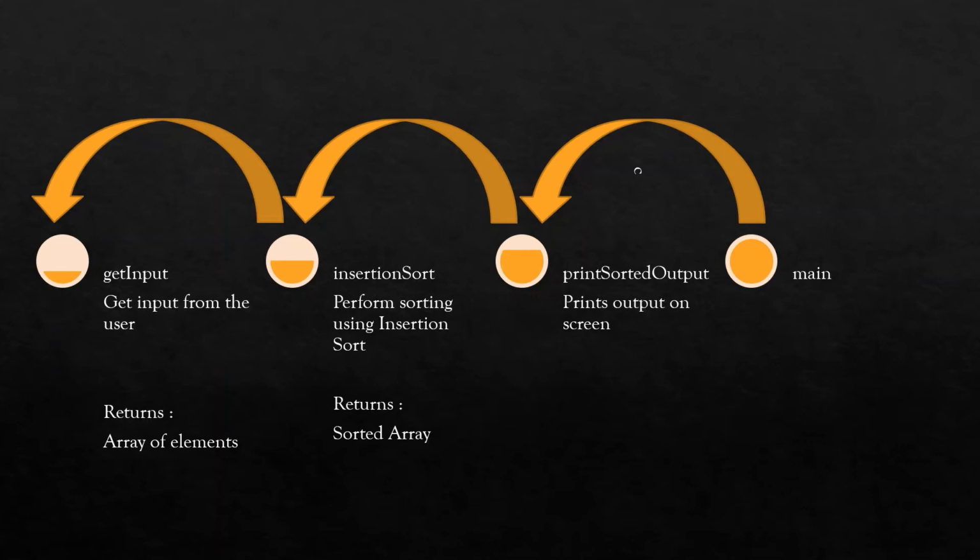Print sorted output takes the array which insertion sort has returned and prints the output onto the screen, and then goes to its calling function main and ends the program. What data structure is typically used in this kind of a scenario? The data structure typically used in this kind of a scenario, which is namely a function call, is the stack. To know that getInput has to return to insertion sort and insertion sort has to return to print sorted output and print sorted output to main, we make use of a stack.